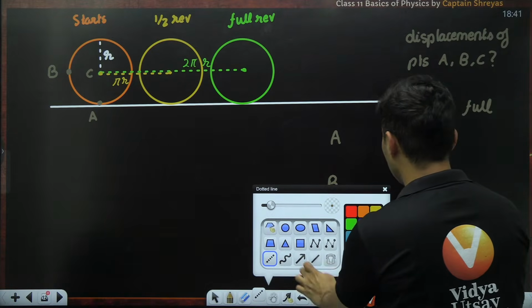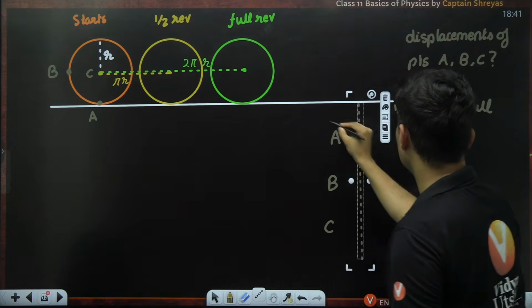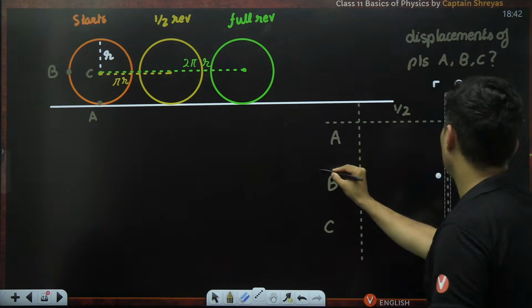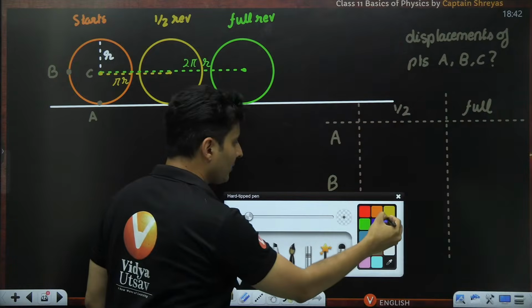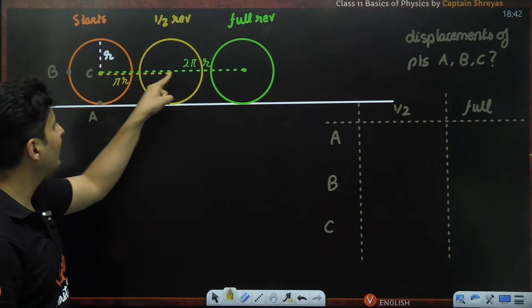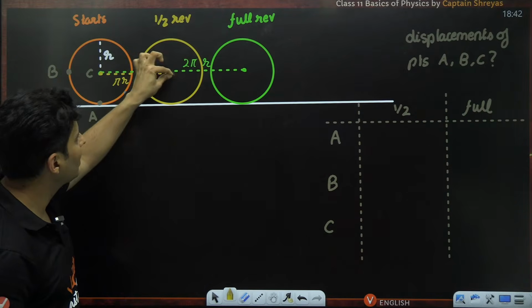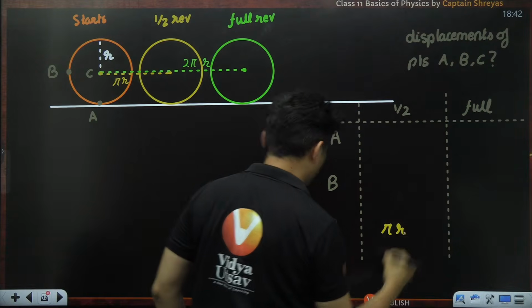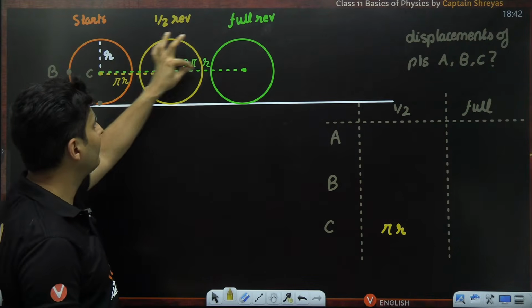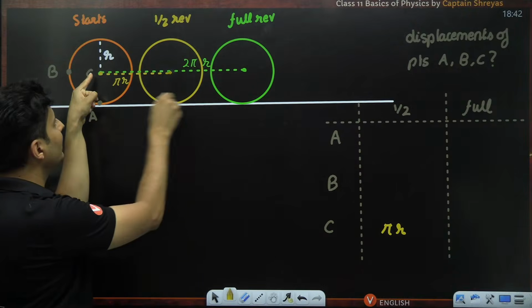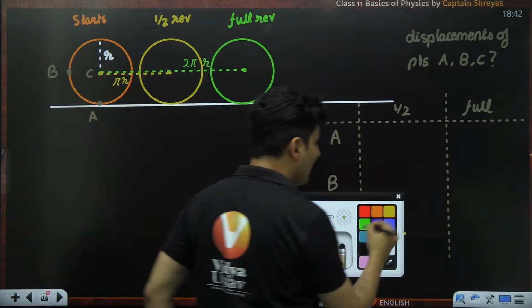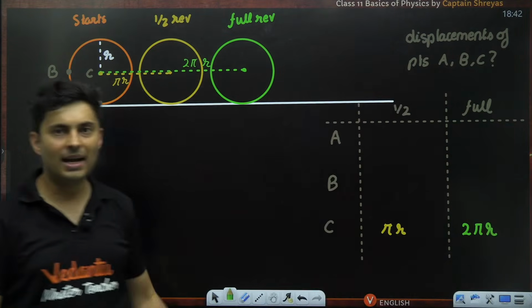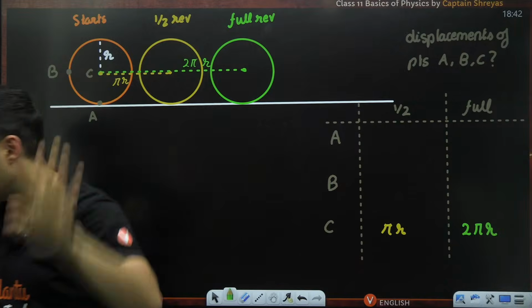Okay. So let me start filling up the table. For C, in half a revolution, that C point will be here only. How much will it move? It will just move exactly pi r. That same point C after full revolution will be here. Can you see the displacement? How much will it be? It will be exactly nothing but 2 pi r. Yes or no? From pi r it will go to 2 pi r. That is for point number C.